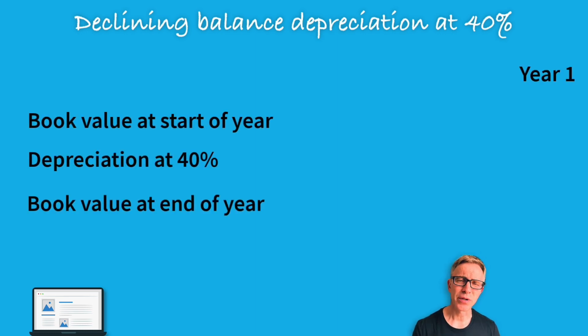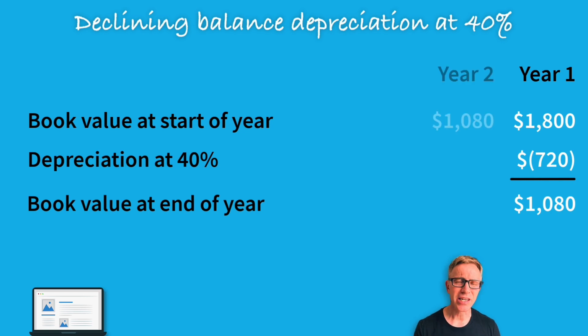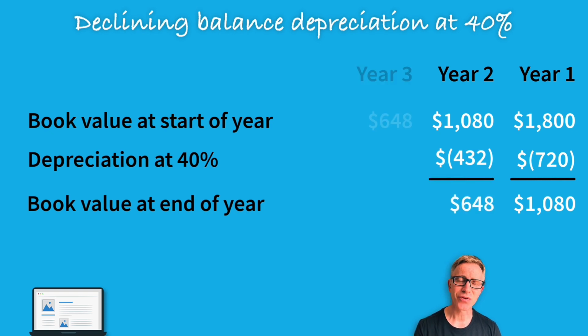We purchased the computer for $1,800, so that's its opening book value. The depreciation charge in the first year is $720. So at the end of year 1, the book value is $1,080. In year 2, the depreciation is 40% of the book value, which is $432. And in year 3, the depreciation is $259.20.